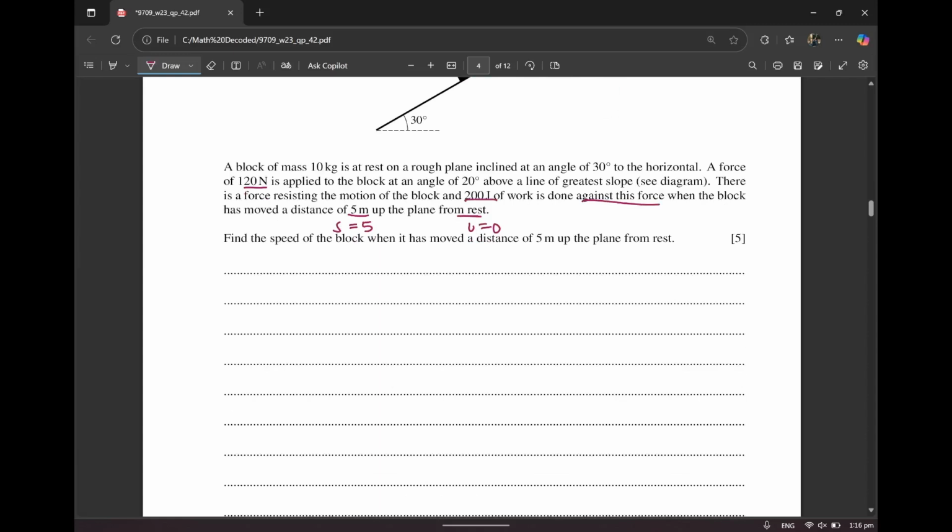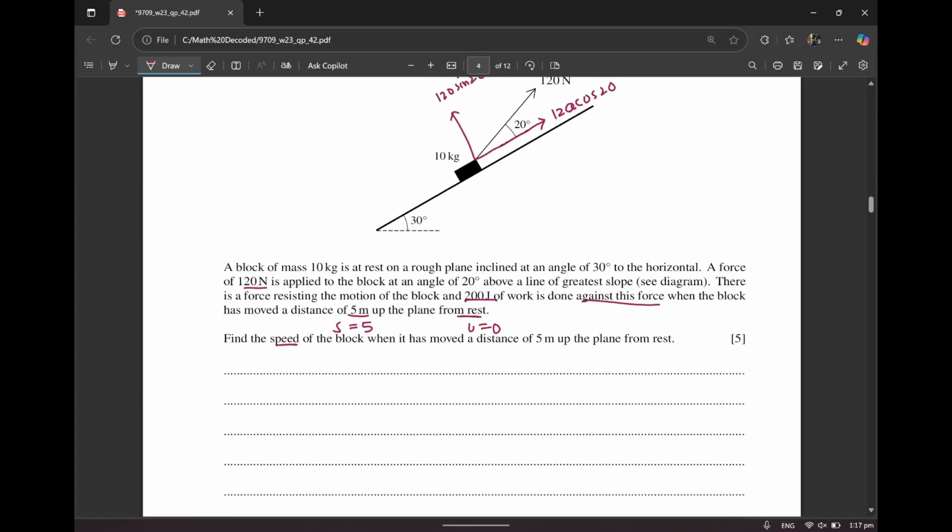Find the speed of the block when it has moved a distance of 5 meter up the plane. Now, if I need to find out the speed, I need to know the acceleration of the block, which is not given to us over here. It means that we will have to figure out the acceleration before we plug all of this information into a SUVAT equation. Now I know that it has a mass of 10 kg. It means you will be having this as 10 cos 30 and 10 sine 30. I do not know the magnitude of this force, and that's what I'm going to find out first.